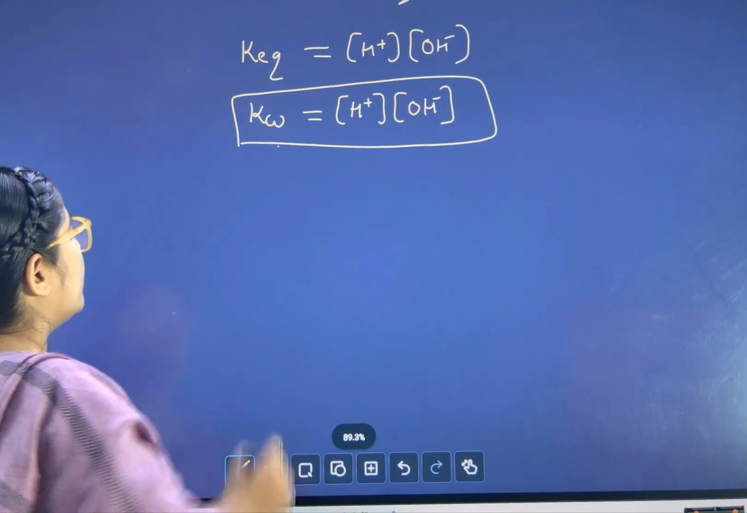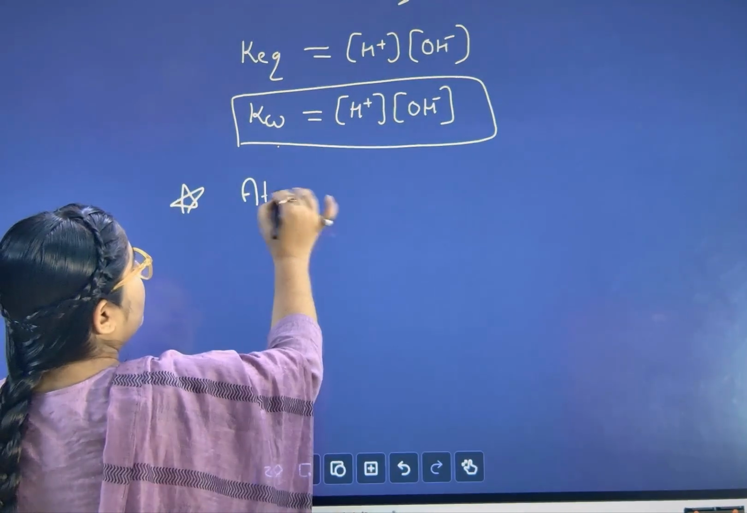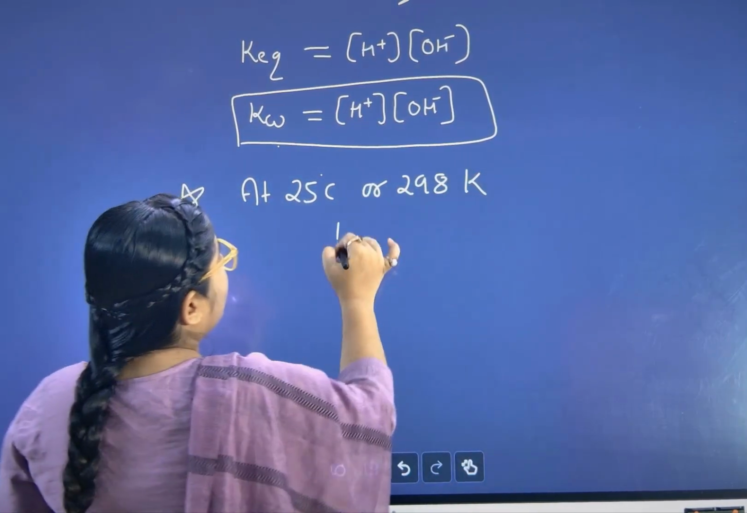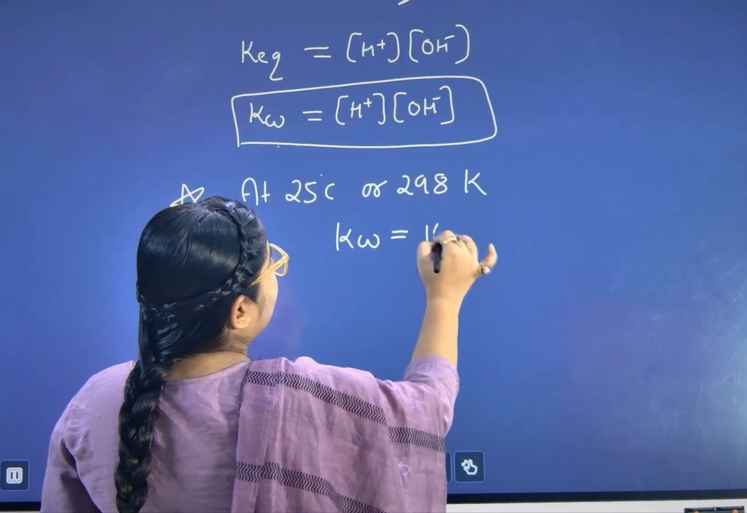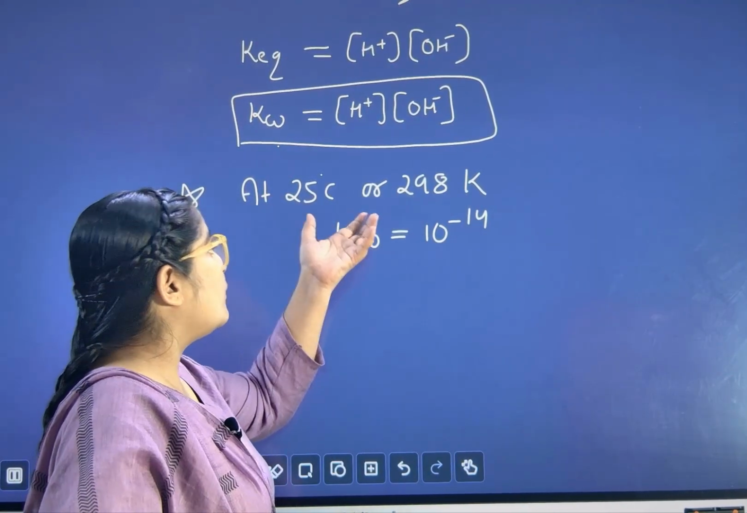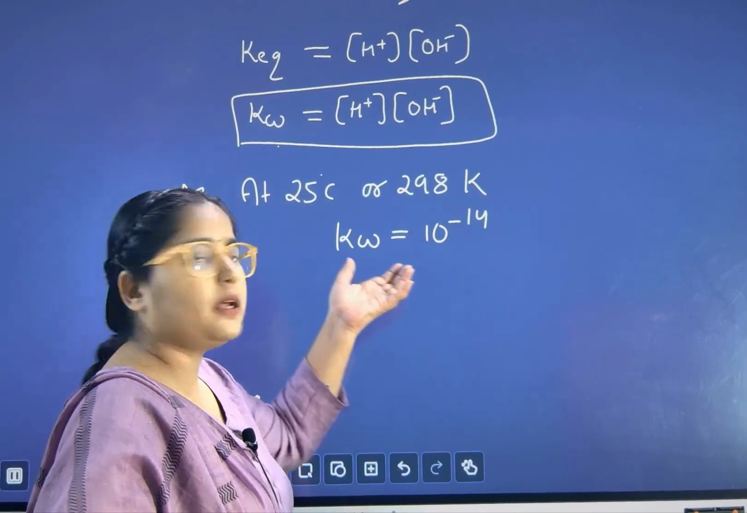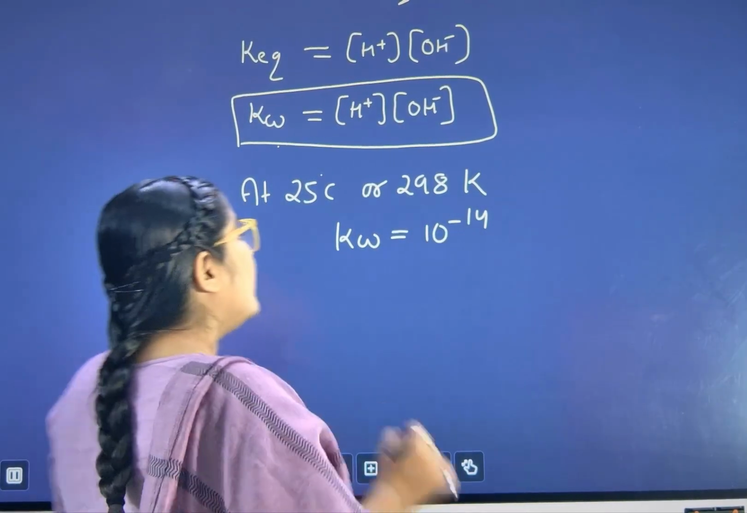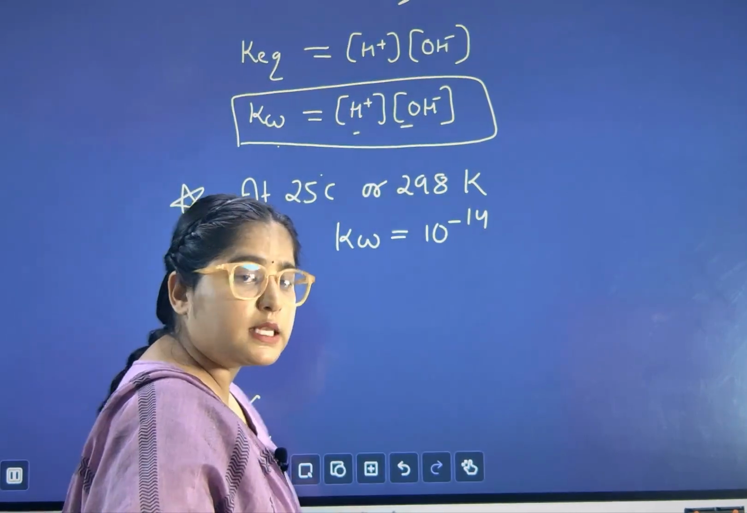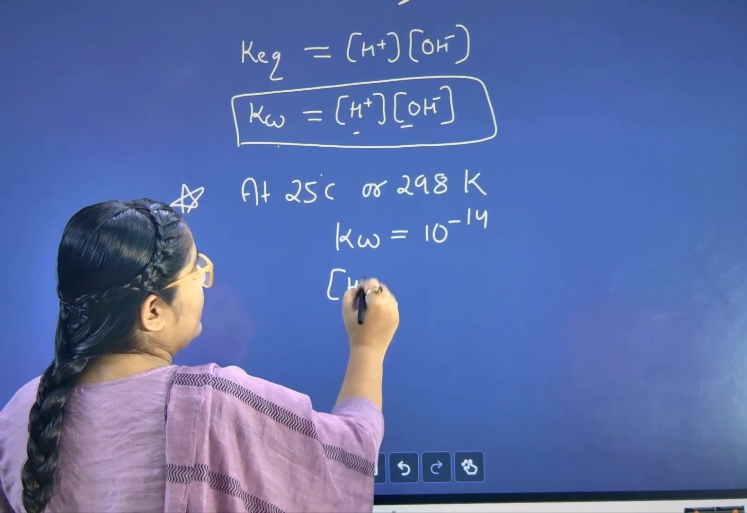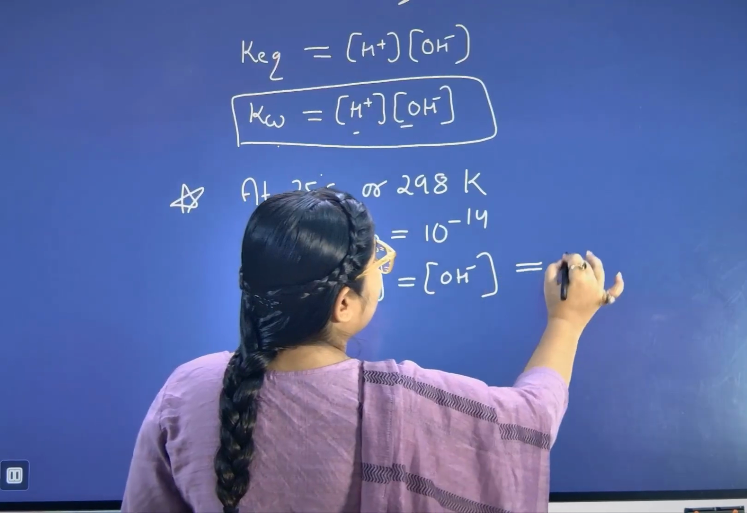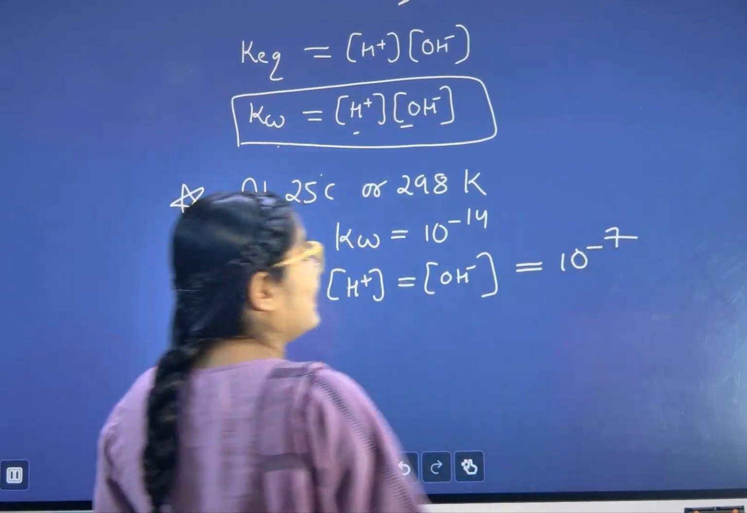Okay. Now, write down an important star point: at 25 degrees centigrade or 298 Kelvin, Kw is equal to 10 to the power minus 14. What is the value? You have to remember it. We know that from the reaction, H plus ion is equal to OH minus ion. So can I say here that H plus ion is equal to OH minus ion, and that will be equal to 10 to the power minus 7.